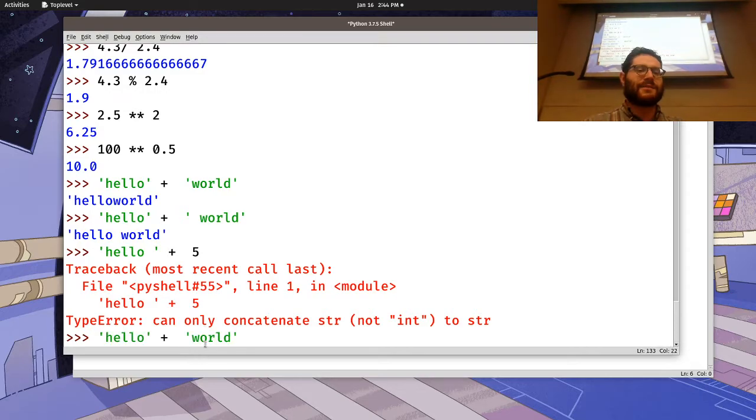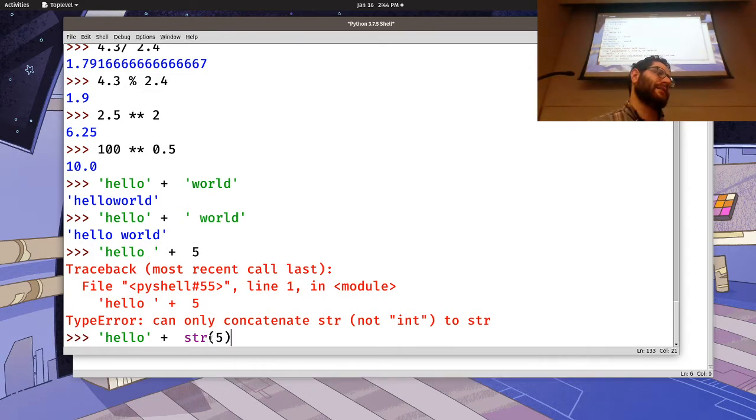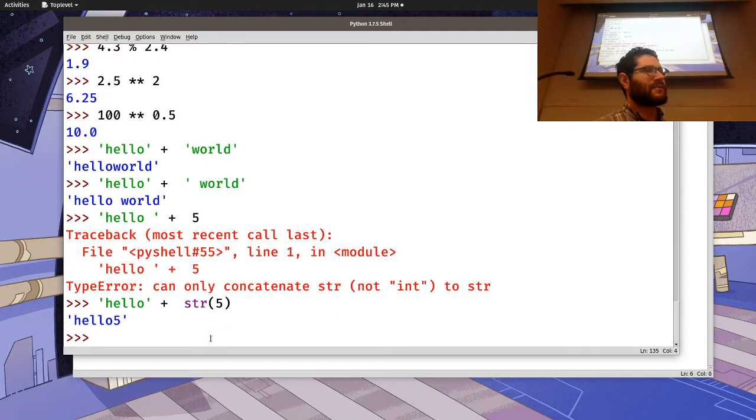So if you want to do something like this, what you have to do is use a special function, a special command that's built into Python, just like print is built into Python to print stuff out. str, again, programmers being lazy, is short for string. Anything you throw in between those parentheses gets stringified, gets turned into a string. Doesn't matter what it is, it gets turned into a string.